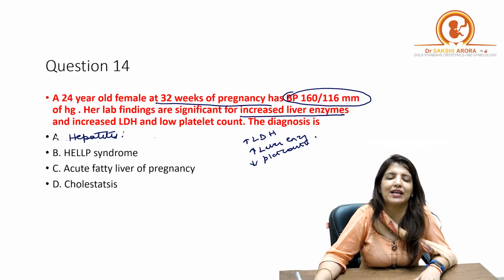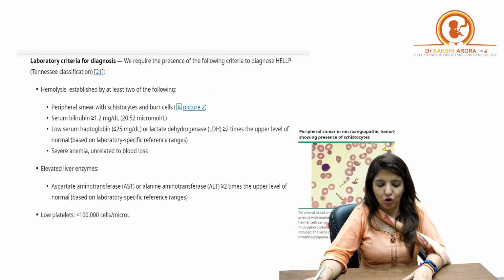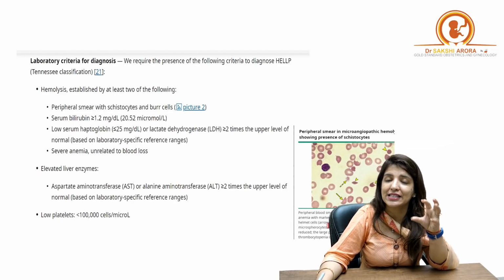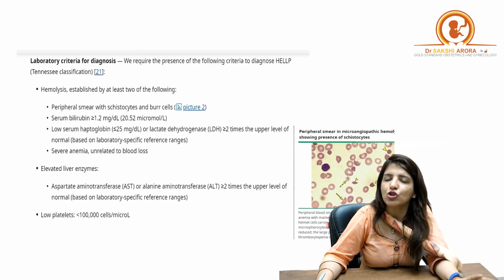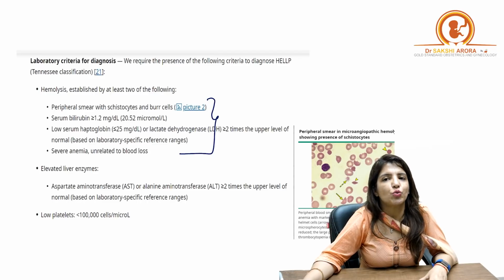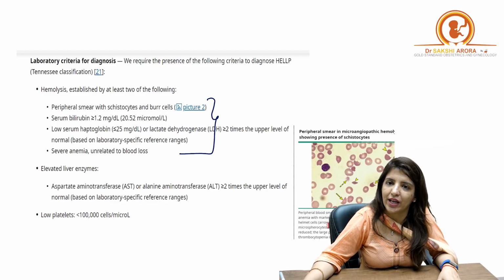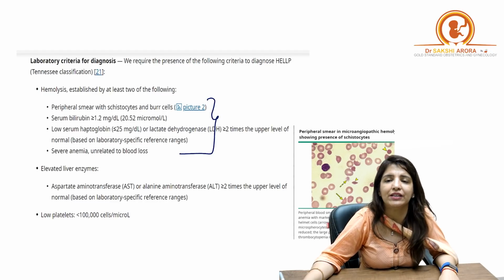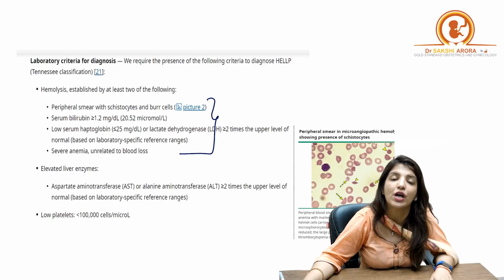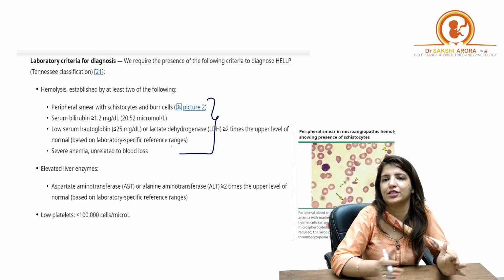Now you are going to say that, ma'am, we agree that the liver enzymes are raised and low platelet count, but what about hemolysis? See, beta, so many times in your questions you will not get directly the term hemolysis. Instead of hemolysis, you can get any of these four. So this is Tennessee's criteria, which I'm going to tell you to diagnose HELLP syndrome. As per Tennessee's criteria, there has to be hemolysis, increased liver enzymes and low platelet count. But for hemolysis, if any two of the following are present, then you say it is hemolysis.